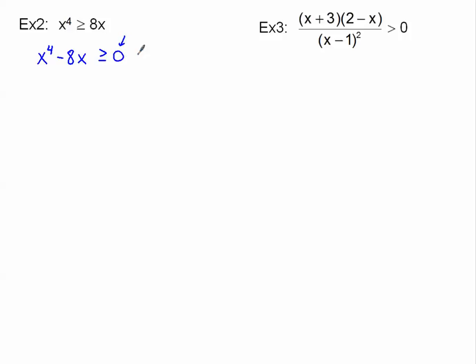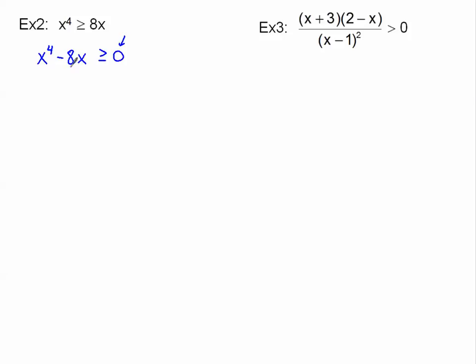It's important to have that 0 for our number line. Now I need to find all of my zeros and all of my excluded values. Well, again, I don't have any excluded values because I don't have any denominators. So I'm just looking for the zeros, and there should be 4 of them since that's the degree. Let's see if we can find them.